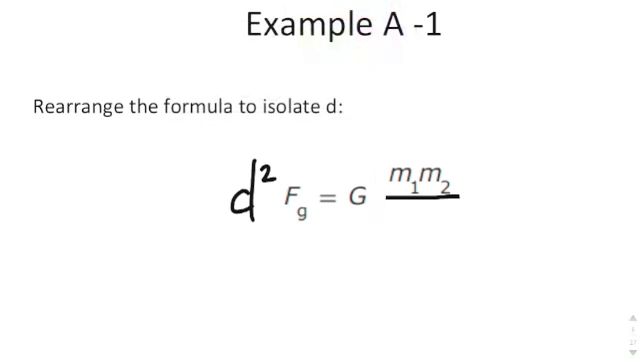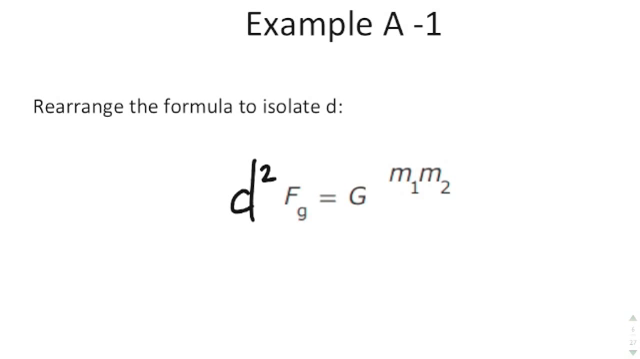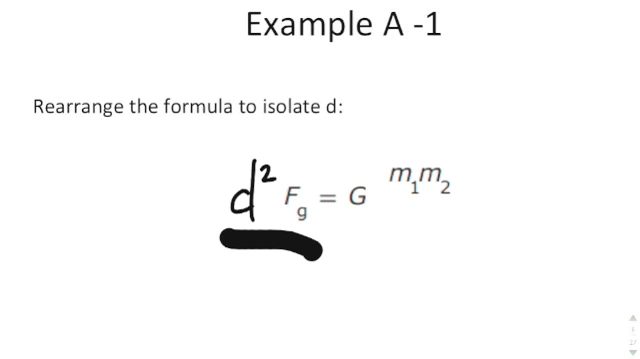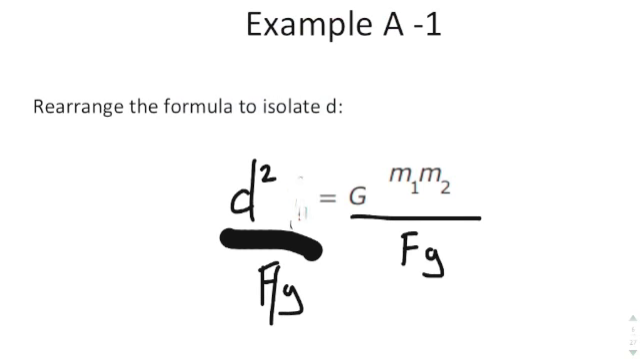Now, from here, we continue to rearrange so that we can solve for D. The next step is to get our F of G to the other side. It's multiplying here, so we're going to divide both sides by F of G. We have F of G on this side, and it cancels right here, so that F of G on the left side goes away.